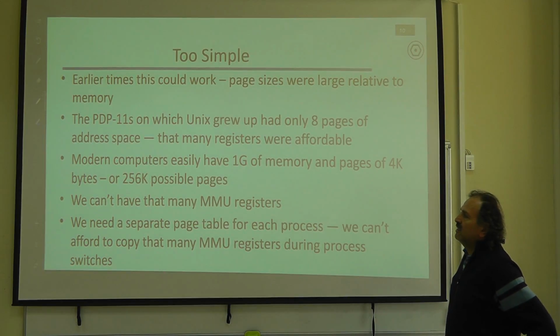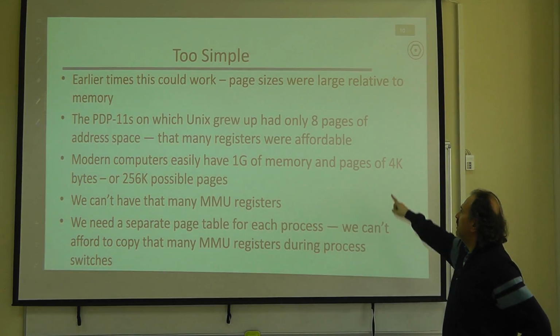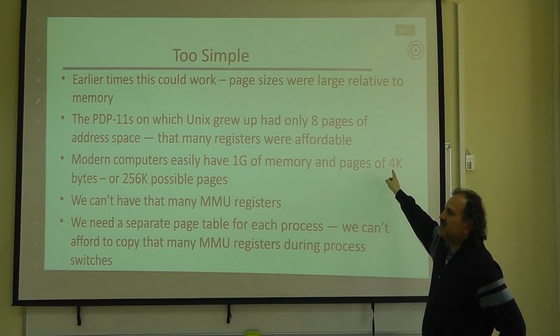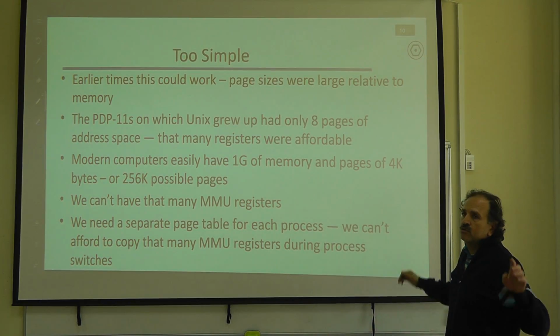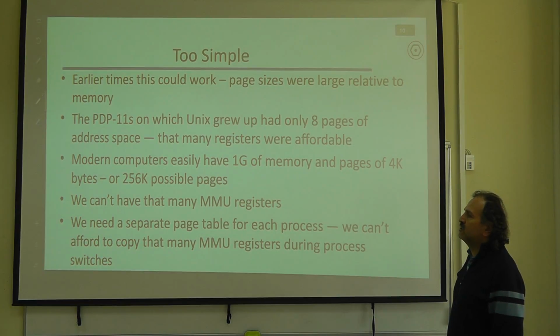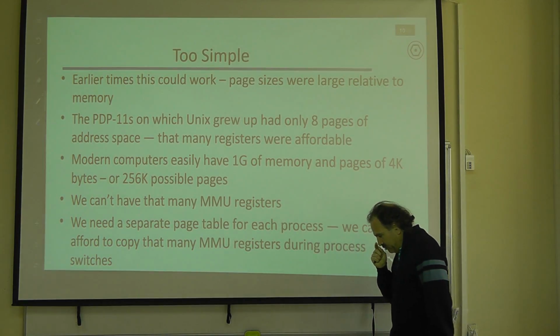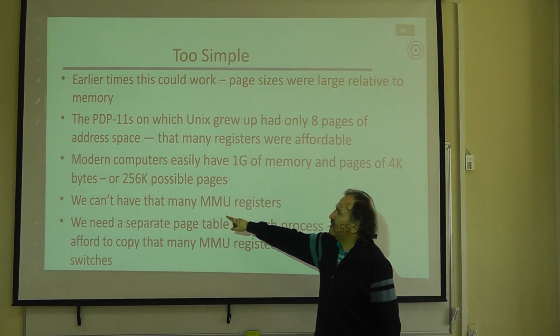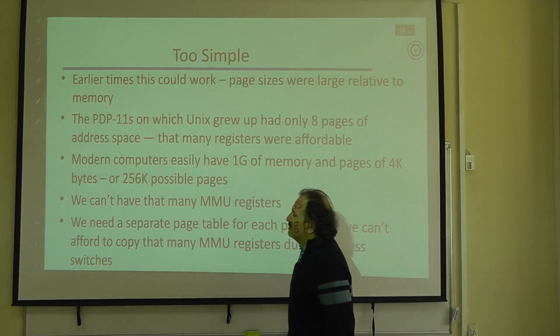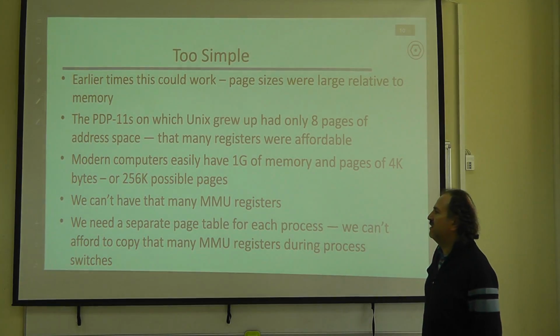Modern computers have so much memory, and our page sizes did not grow. Page size is the same, the amount of memory grew, so the number of pages is so large. So we can't have that many MMU registers. We also need a separate page table for each process. That's another problem. Each process has its own page table. If we have a few hundred processes, and each one needs these page tables, loading them and unloading them may be a very big problem.